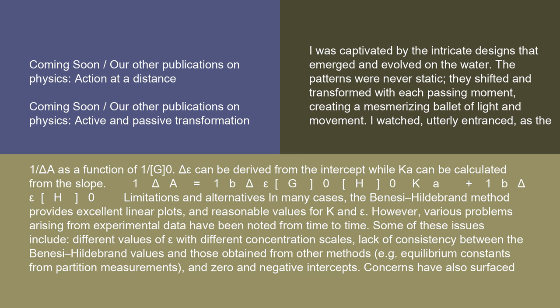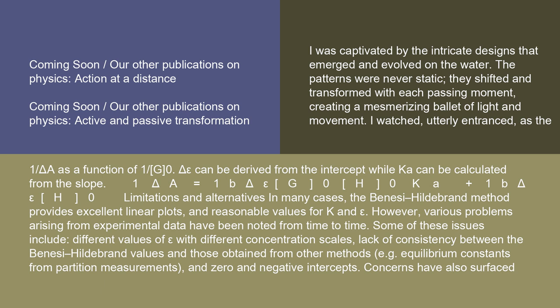Limitations and alternatives: in many cases, the Benesi-Hildebrand method provides excellent linear plots and reasonable values for K and epsilon. However, various problems arising from experimental data have been noted from time to time. Some of these issues include different values of epsilon with different concentration scales, lack of consistency between the Benesi-Hildebrand values and those obtained from other methods, e.g. equilibrium constants from partition measurements, and zero and negative intercepts.